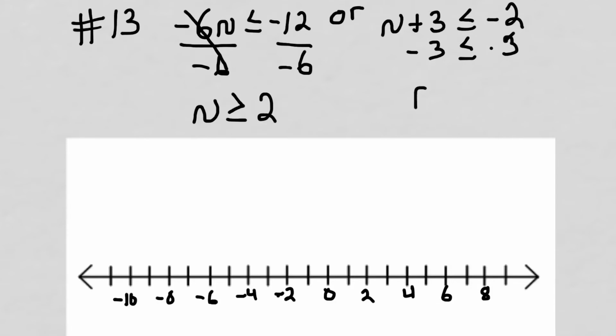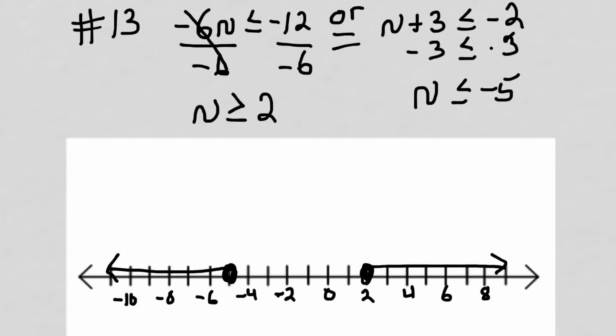All right, if I do that, I end up with n is less than or equal to negative 5. So put that on the number line. I go to the negative 5. It's going to be closed circle. I know n is less than negative 5, so it's going to be to the left. N is greater than 2. Again, that one is greater than or equal to, so it's going to be closed circle, and it's going to go to the right. Like all ors, you've got them going in opposite directions.